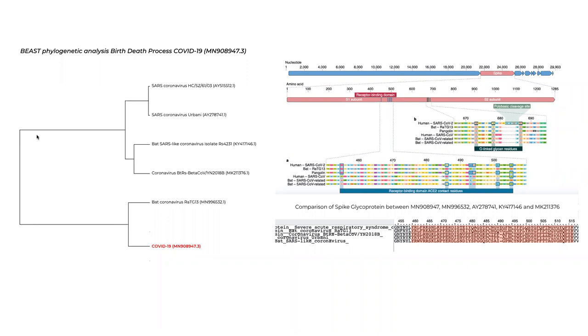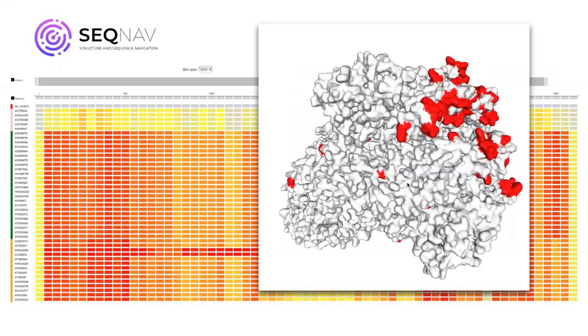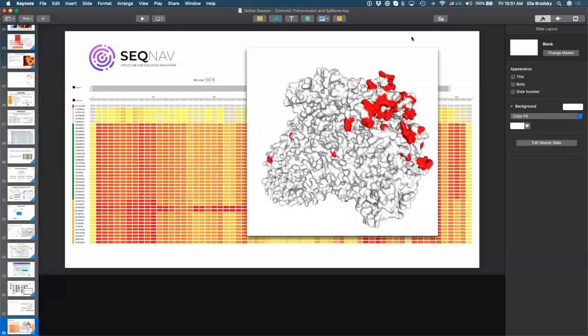Now, with a detailed characterization of these differences, the question is why? Right? How are they similar? How are they different? So in this paper, they pointed out a specific section of the genome that encodes for the spike glycoprotein. Here you can see that spike glycoprotein. Let me quickly show you where to find it on the sequence navigator.